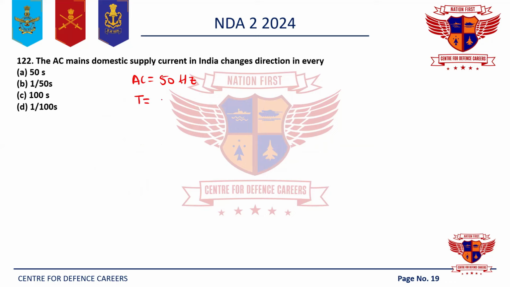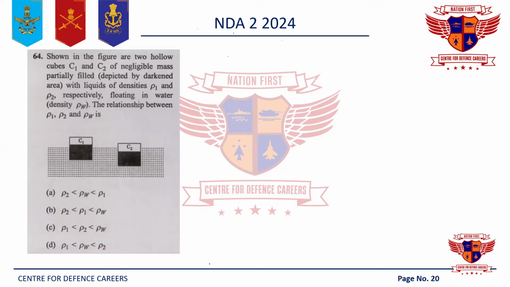So the time period will be 1 upon frequency, that is 1 upon 50. So in every 1 by 50 seconds, the cycle switches from positive to negative, then again positive to negative. So this happens in 1 by 50 seconds. So the correct answer will be option B. Moving on to the next question.